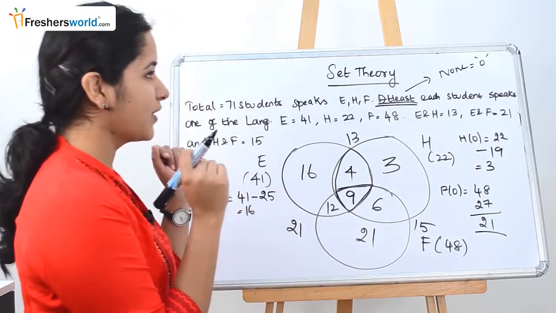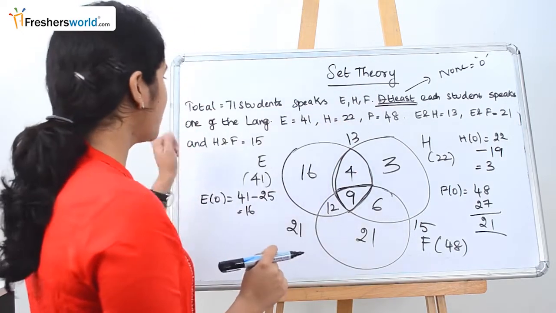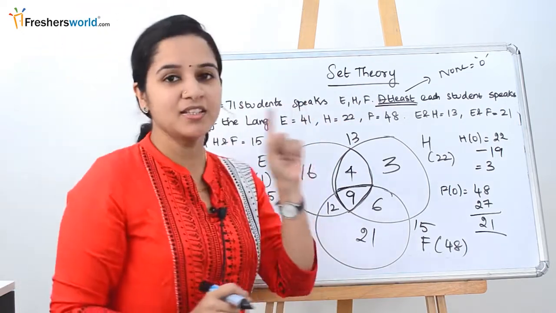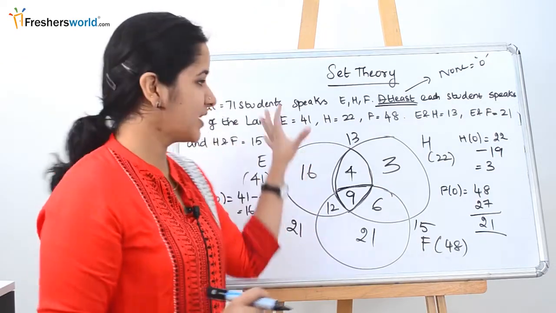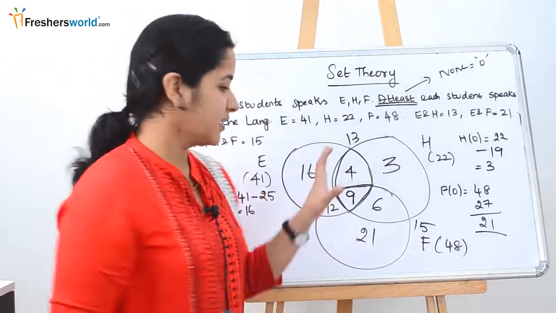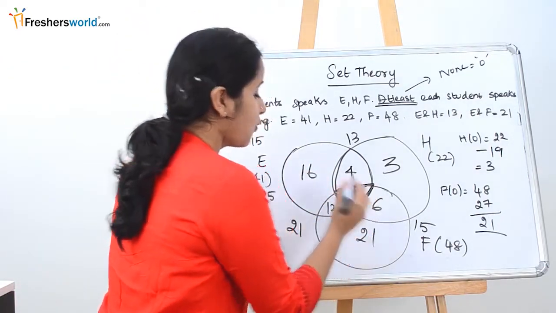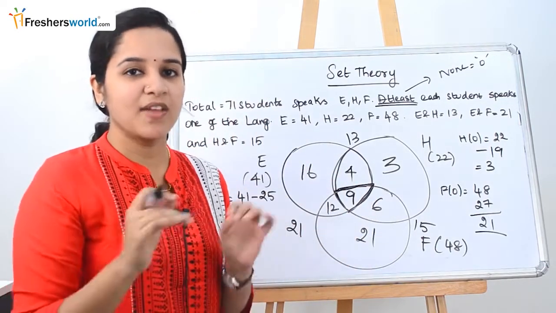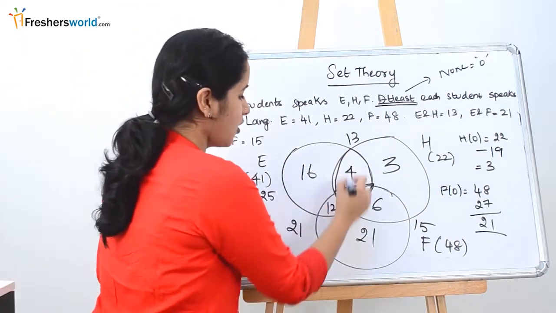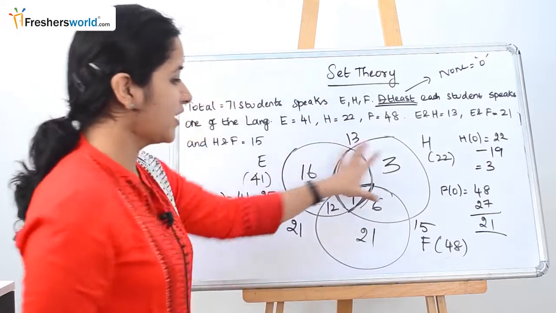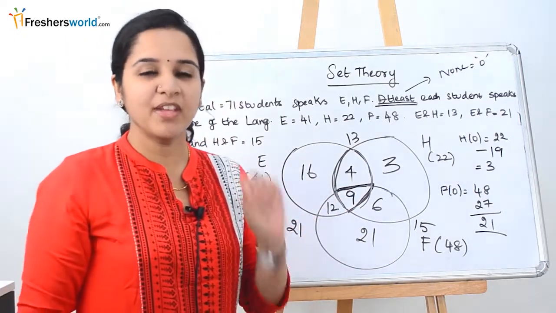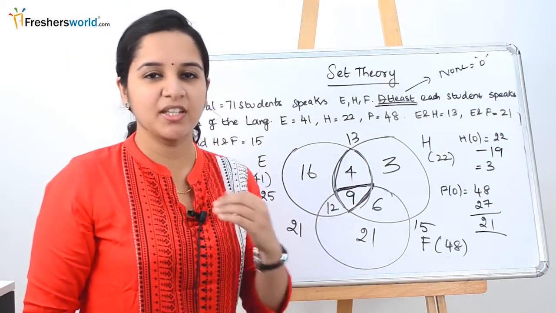We know from the question that each student speaks at least one of the languages, which means none is 0. So we substitute 0 and put in all the variables that they have given in the question and find this intersection part. Once we know the intersection part, it is very easy to solve. We find the smaller intersections and then we go to the only part. Once you get to know all the variables, it will be very easy for you to solve the sums that they have given in the question.